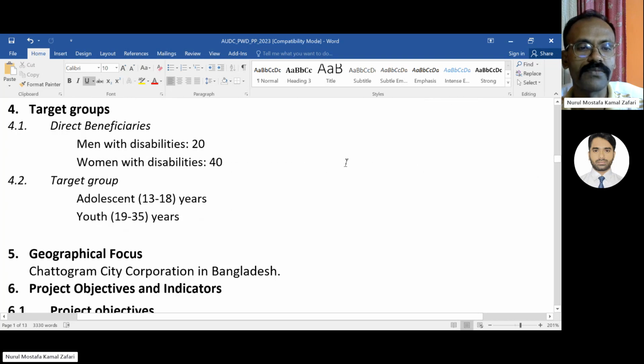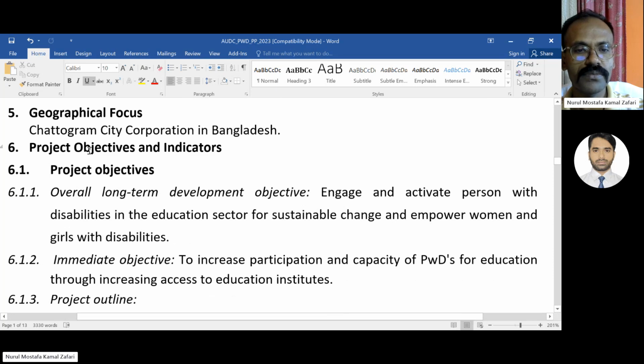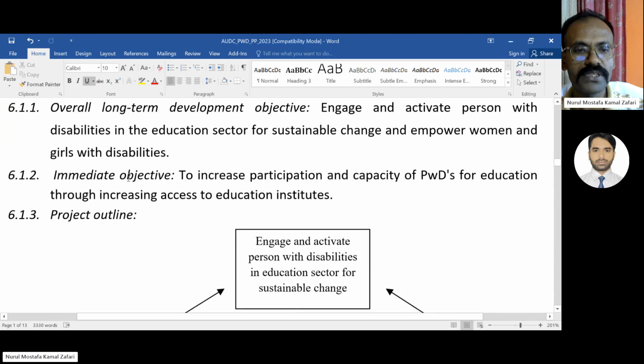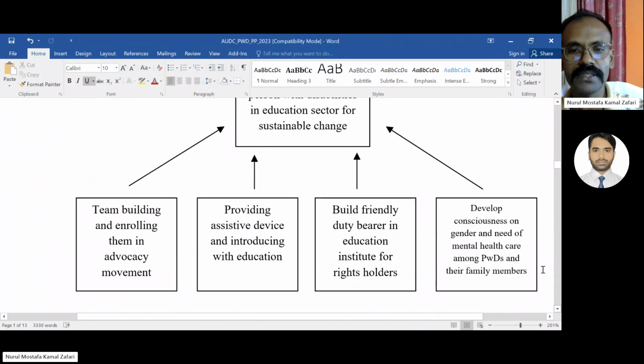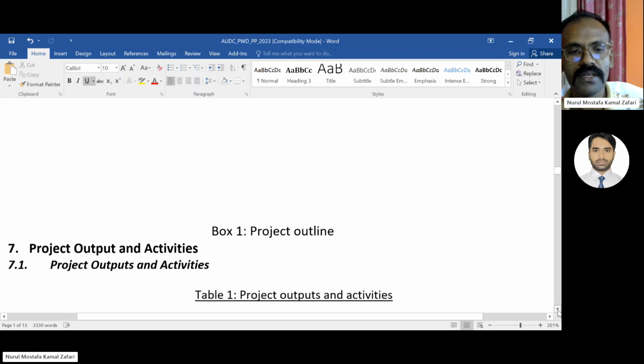Now target groups. There is an analysis of beneficiaries. We have men with disabilities 20, women with disabilities 40. Target group adolescents 13 to 18 years, youth 19 to 35 years. Now geographical location, Chattogram City Corporation, project objectives and indicators. So we put project objectives. We have one long-term objective, one immediate objective. Then the project outline. This is the project outline, so you can write it here using some blocks.